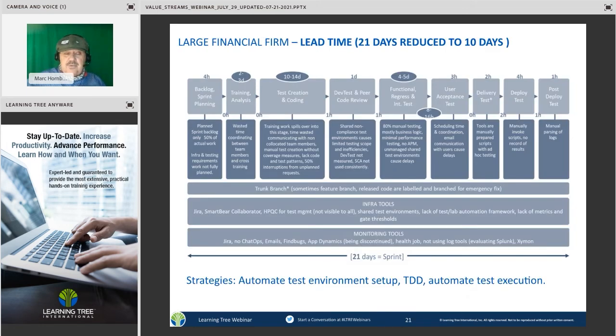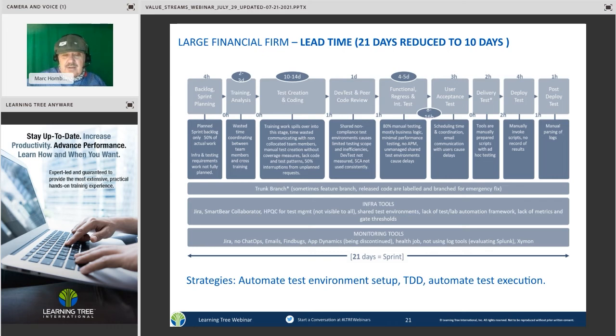Okay, another example was a large financial firm. In this case, they wanted to reduce the time from backlog all the way to production from 21 days to 10 days. And so we spent quite a lot of time with a large group deciding, what is the value stream? What are the major contributing factors for the timings? In this case, of the 21 days, a lot of it was in test creation and coding, a little bit on training for new features before that. Functional testing and regression testing was 4 to 5 days. And there was a large wait time gap between functional testing and acceptance testing of 8 to 16 hours.